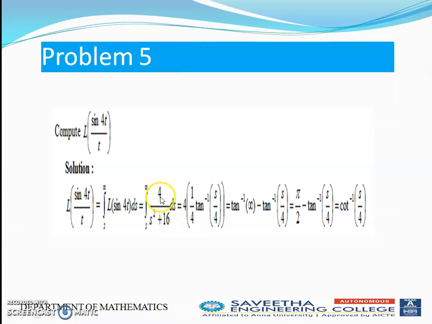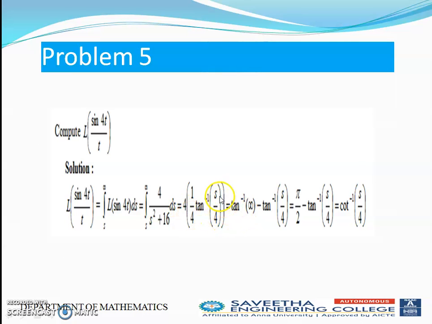So we have one formula for this. So dx divided by x square plus a square formula is 1 by a into tan inverse of x by a. Here x is nothing but s, a is nothing but 4. So 1 by 4 tan inverse of s divided by 4. So the limit is s goes to infinity. So here cancelling 4 and 4.